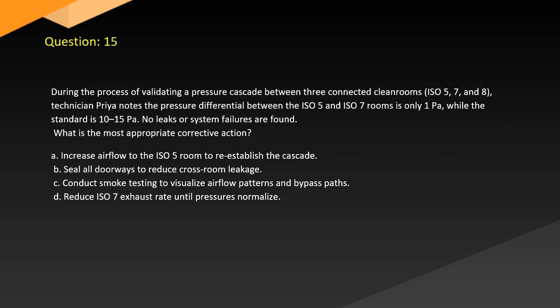Question 15. During the process of validating a pressure cascade between 3 connected cleanrooms, ISO 5, 7, and 8, technician Priya notes the pressure differential between the ISO 5 and ISO 7 rooms is only 1 pascal, while the standard is 15 pascals. No leaks or system failures are found. What is the most appropriate corrective action? A. Increase airflow to the ISO 5 room to re-establish the cascade. B. Seal all doors to reduce cross-room leakage. C. Conduct smoke testing to visualize airflow patterns and bypass paths. D. Reduce ISO 7 exhaust rate until pressures normalize.